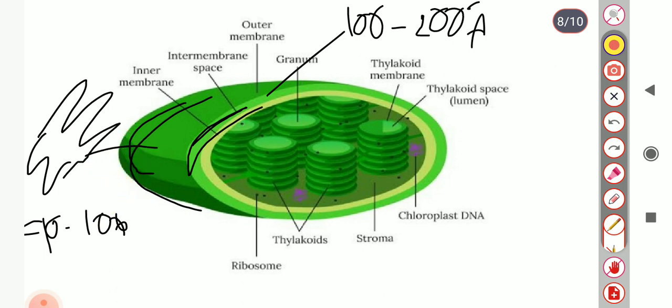At the place of the inner membrane, it contains thylakoids. You can see that structure, the thylakoid space and the thylakoid membrane. The inner membrane contains thylakoids.